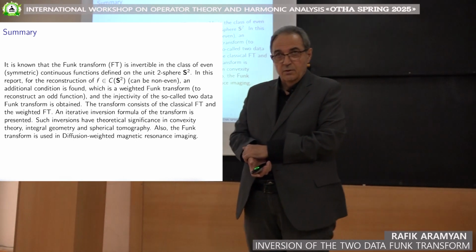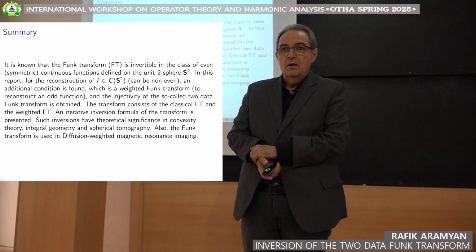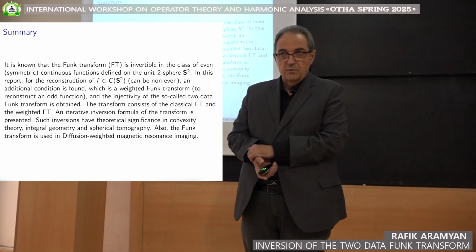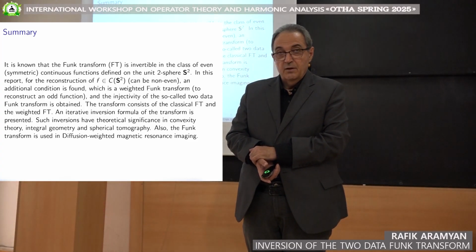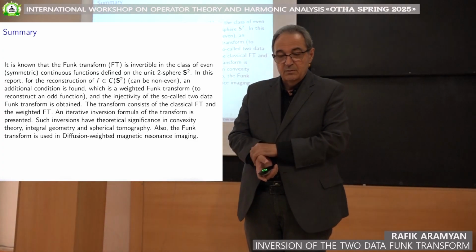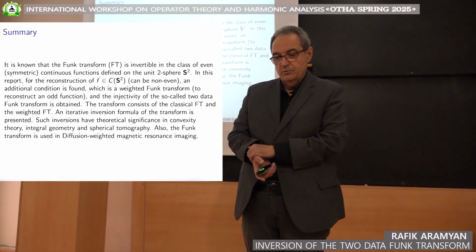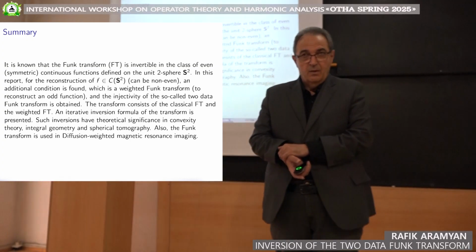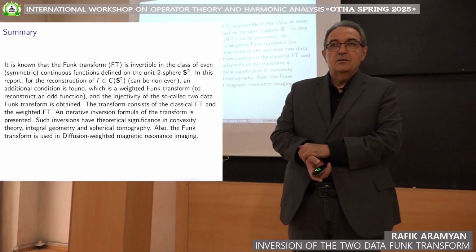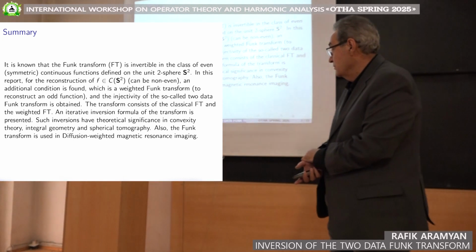Obviously, for an odd function with respect to the center of the sphere we get 0, so it is natural to consider the transform in the space of even functions defined on the sphere. And it is well known that in this space the transform is invertible and the inversion formula is known, of course. But the problem arises: find an additional condition that allows us to reconstruct an odd function with respect to the center of the sphere.